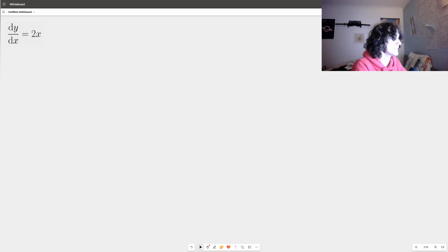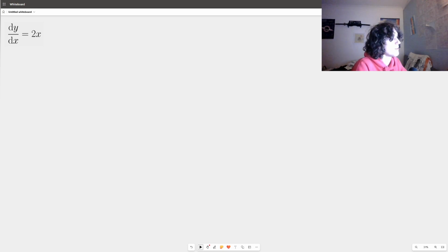So this is dy by dx is equal to 2x. And in this case, you want to try to solve this differential equation or find a general solution. So we do not have any information about any values of y, x or dy by dx at any given circumstance, and so we cannot find a particular solution for this differential equation. Instead, we are going to calculate a general solution for this equation.